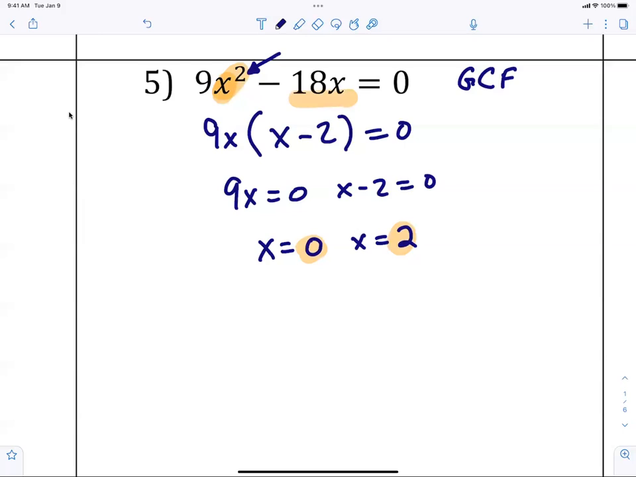Also, why are 9x and x minus 2 considered factors? Because if I multiply 9x times x minus 2, I will get 9x squared minus 18x. Okay. 3 is also a factor. 3x is also a factor. 9 is a factor. 9x is a factor. Anything that can divide evenly is a factor.